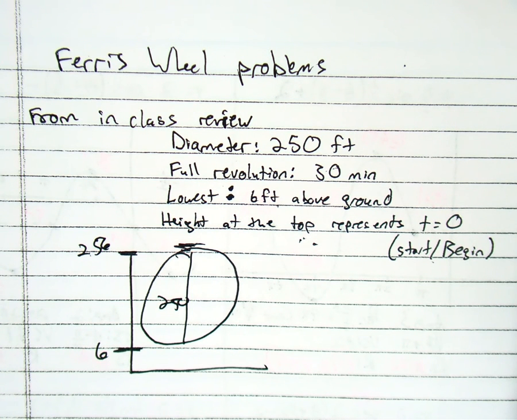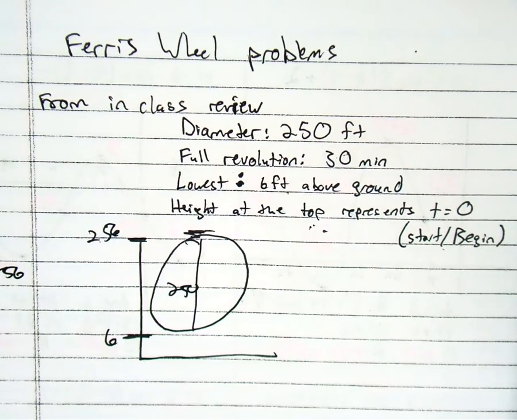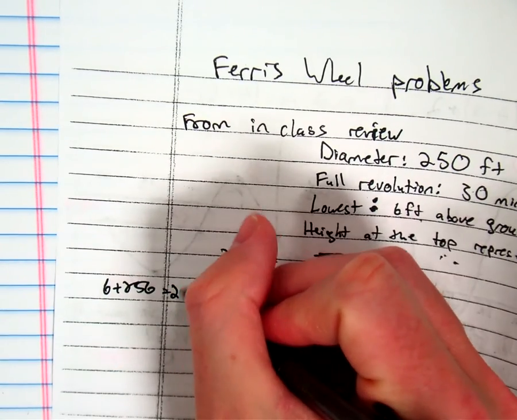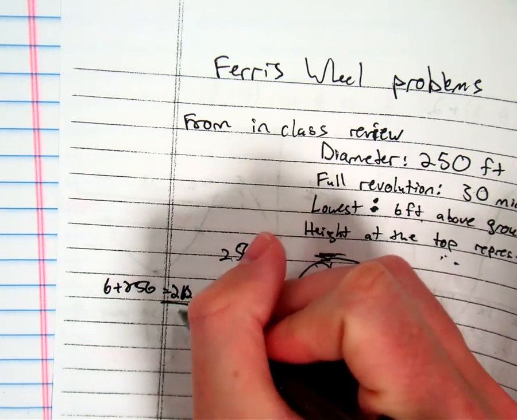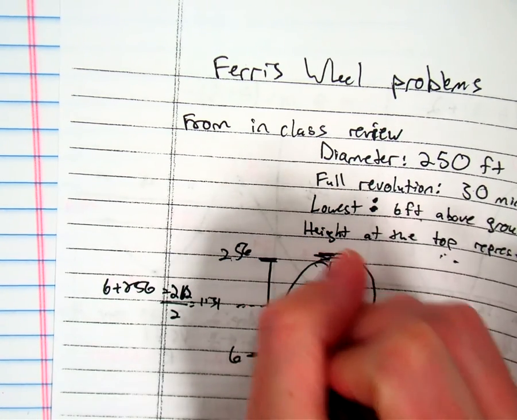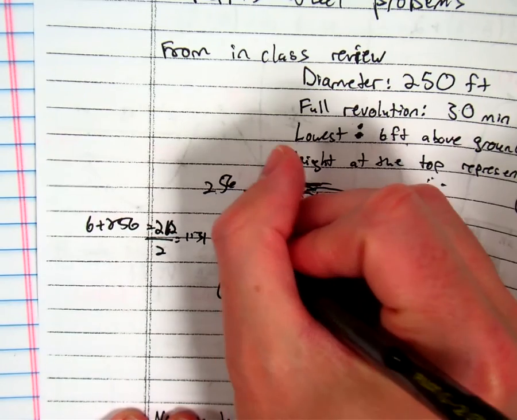Okay? So you would just find the average. The average. Okay, 6 plus 256 would be 262. And then you cut that in half, that's 131. That's where your midline is, 131.